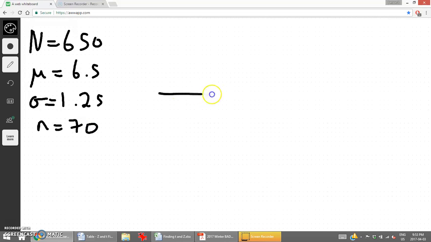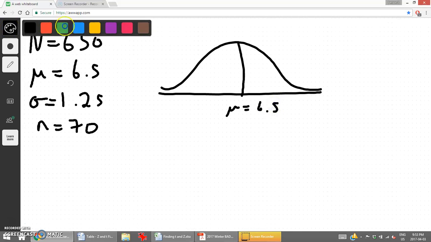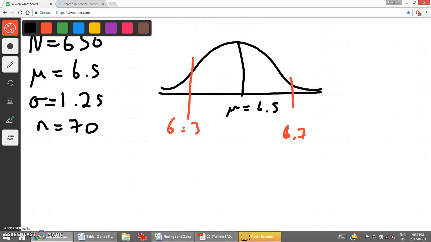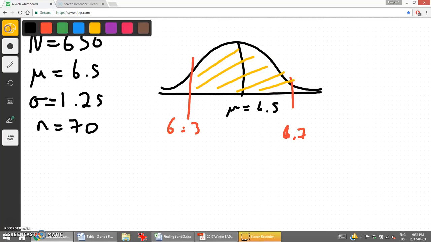If we draw out this distribution, it helps us understand what we're trying to get at. The average is 6.5, and we want to calculate the probability that the sample mean is going to be between this value of 6.3 and this value of 6.7. This is what we're looking for, that combined area or probability. So the first thing we should calculate is our standard error.